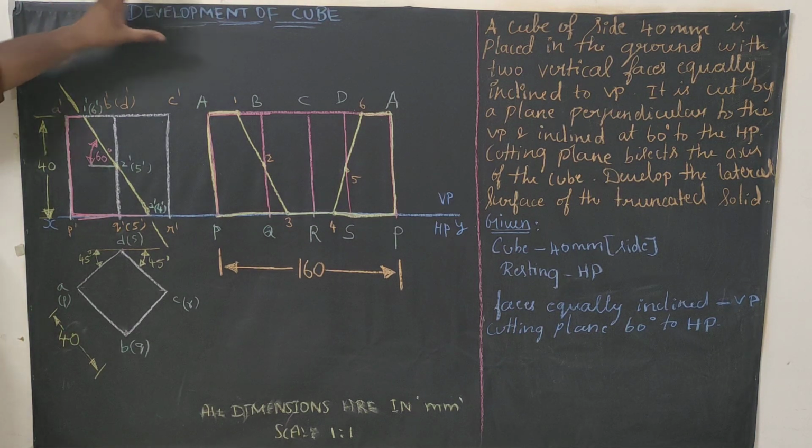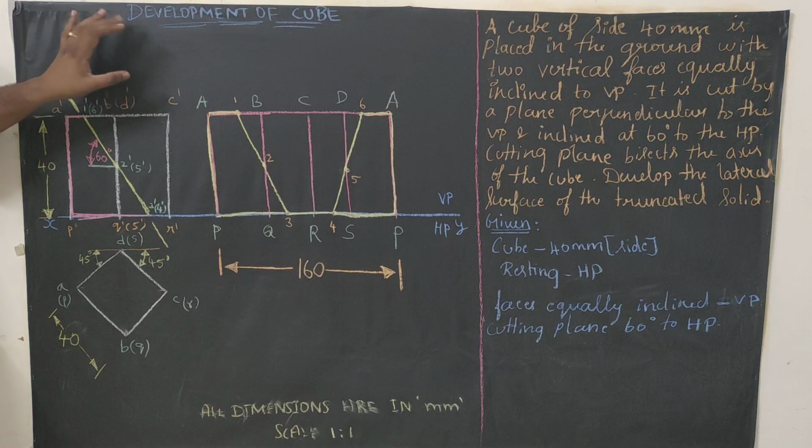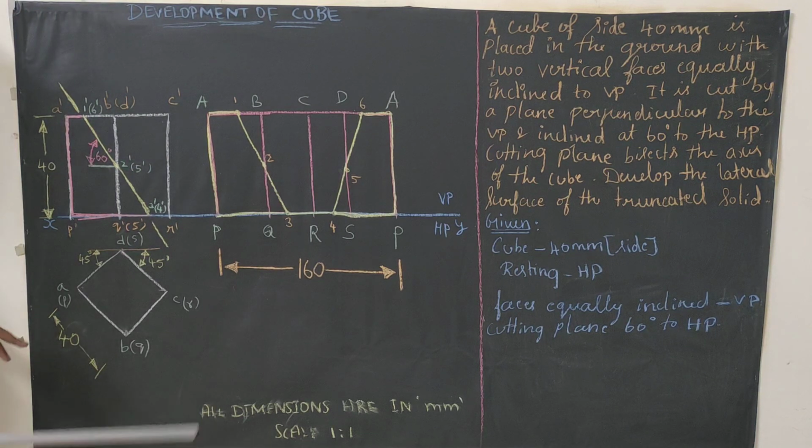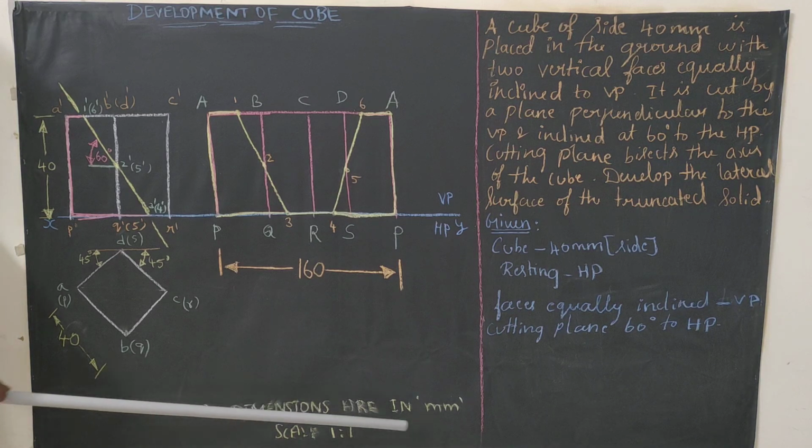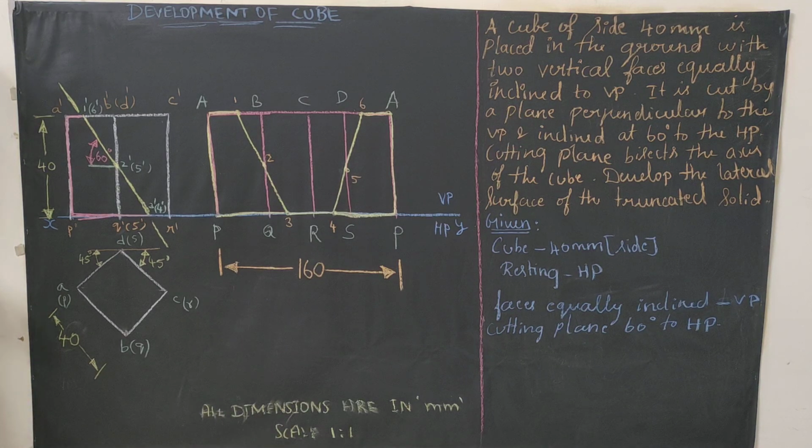The title is development of cone. It should be written with your HB pencil. Height of the text is 10 mm, and at the bottom you have 2 lines: all dimensions are in mm and scale is 1:1. Height of the text is 5 mm.